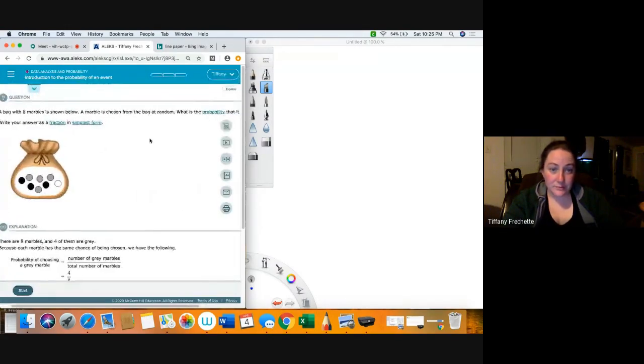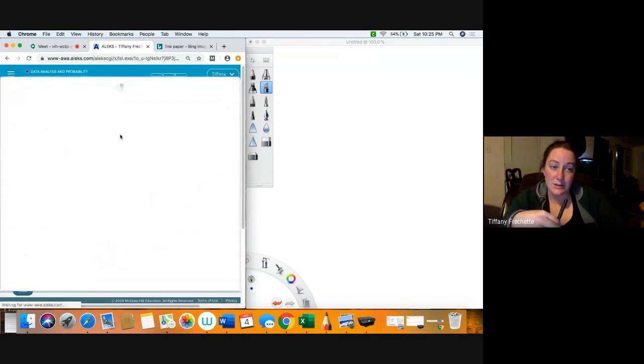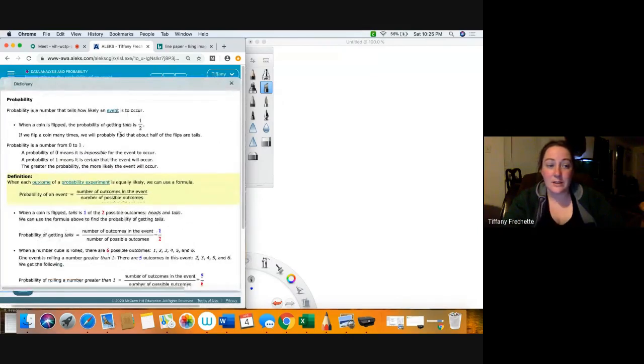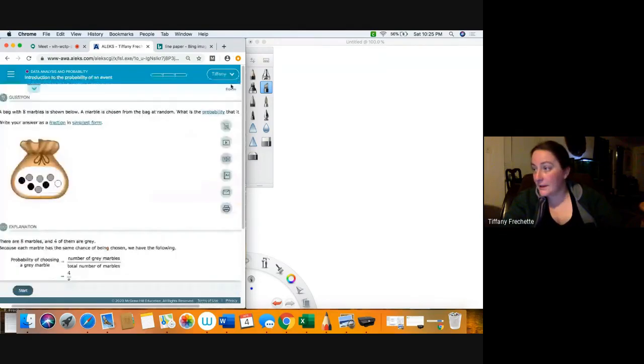Again, probability is the number that tells you how likely an event is to occur. The event is what we want to happen. So when a coin is flipped, the probability of getting tails is 1/2. The event is getting tails, and the number is telling you how likely it is to happen. So 1 out of 2 is the likelihood that you will get tails when you flip a coin. You're either going to get heads or tails.